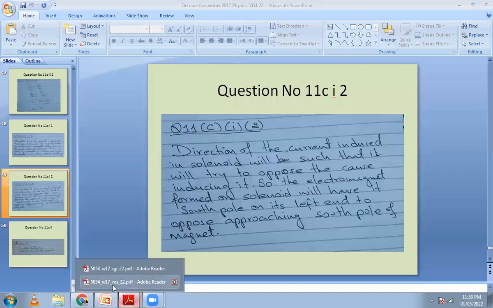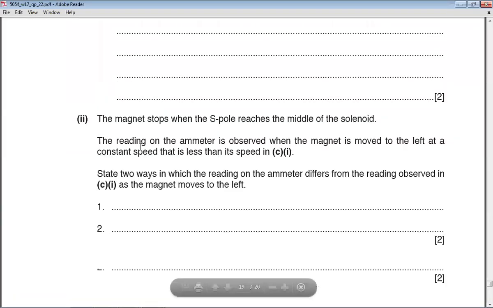You must have studied 2 laws. One is Faraday's law and the other one is Lenz's law. Faraday's law is about the magnitude of the induced EMF, and Lenz's law is about the direction of the induced EMF. Hopefully you understand.